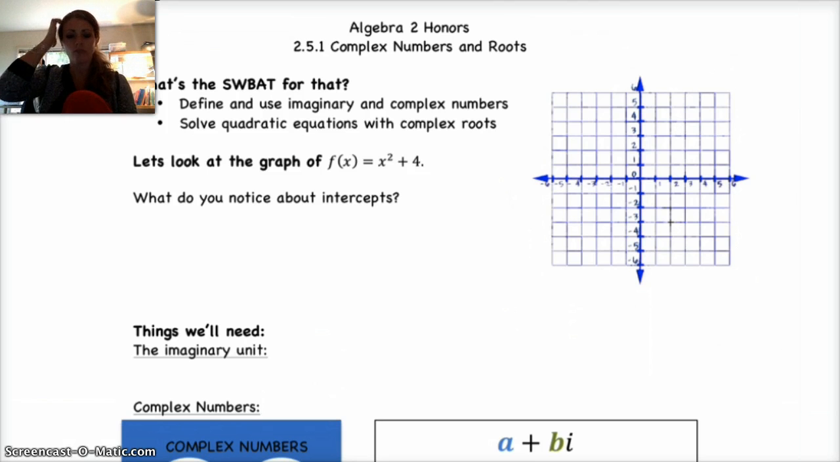So, we're going to start by looking at a graph of a function, x squared plus 4. Now, if you think about this function, it's a parabola, and the plus 4, hopefully at this point you know that moves it up 4, 1, 2, 3, 4, which means that its vertex is at (0, 4). I will draw that in.